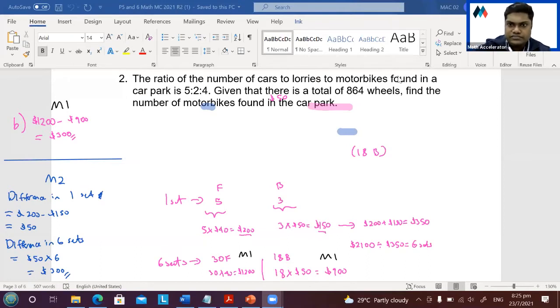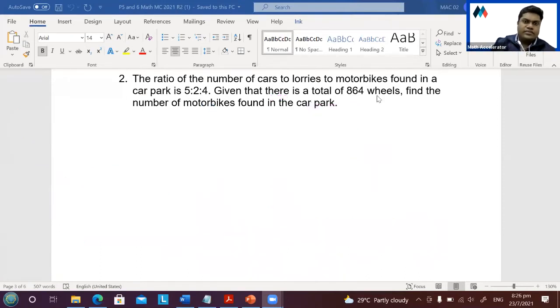Okay, clear. Okay, cars, lorries, and motorbikes. So create your one set first. By now you should know if they give you the ratio in its simplified form, your one set will be 5 is to 2 is to 4. This is the minimum number of cars, lorries, and motorbikes.